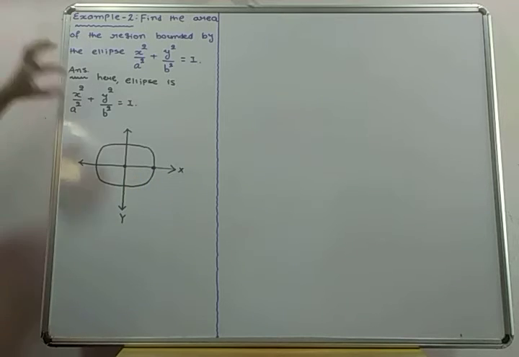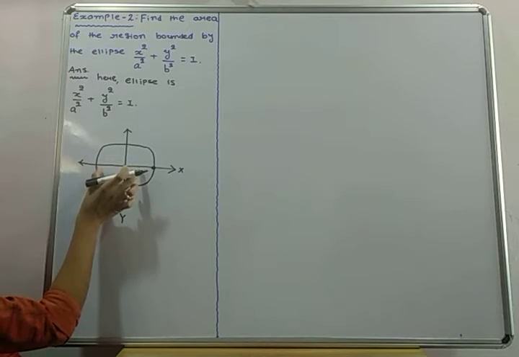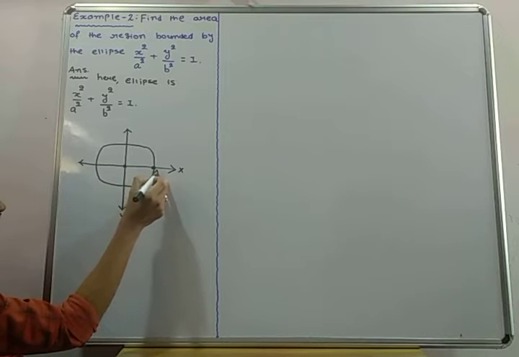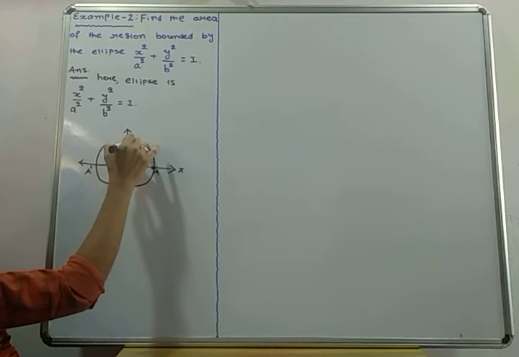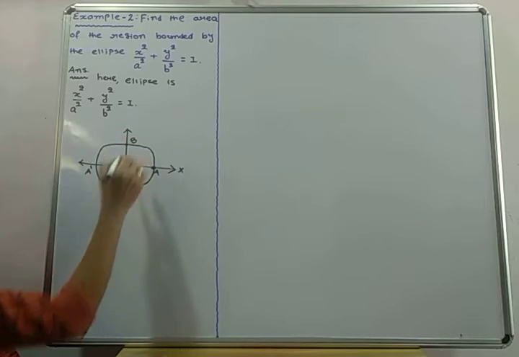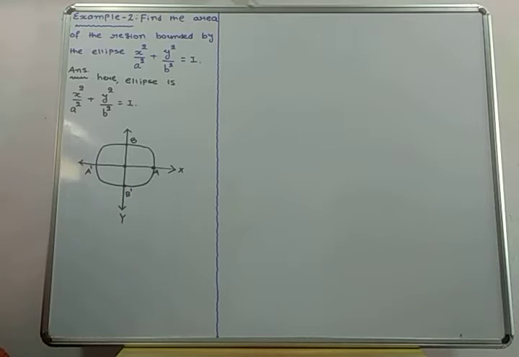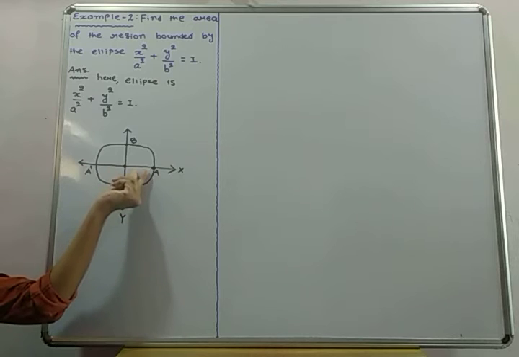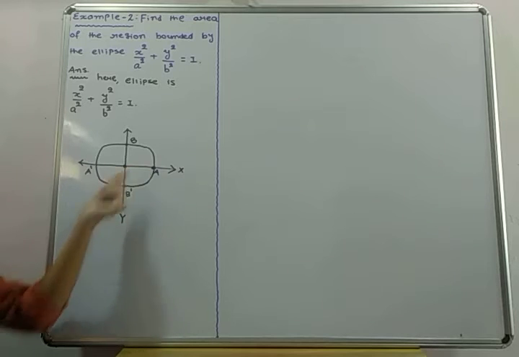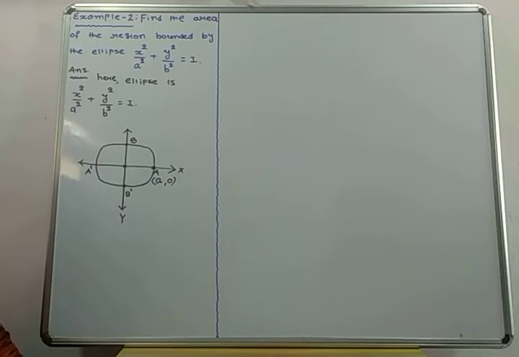x square by a square plus y square by b square equal to 1. This is called the major axis, A dash, and this is the minor axis, B dash. The length of A dash is 2a, so half length is a, half length a. So the point is a, 0. This is not a circle.